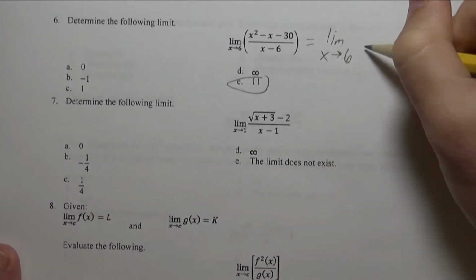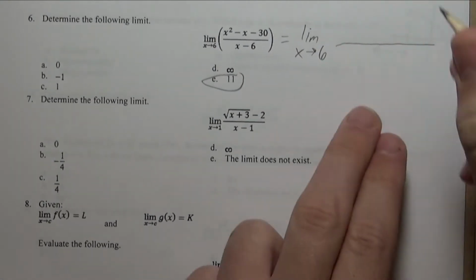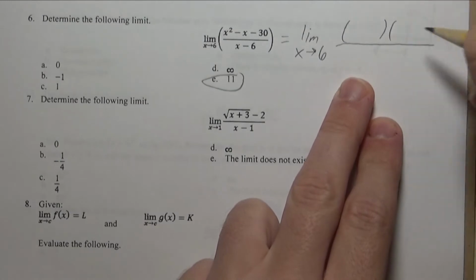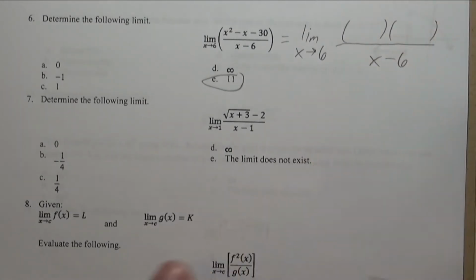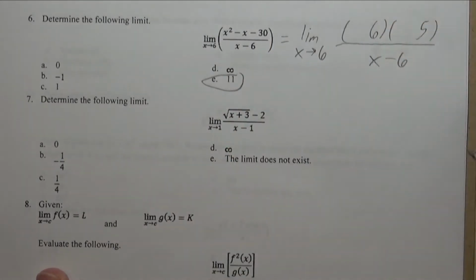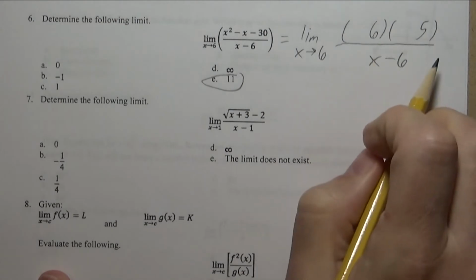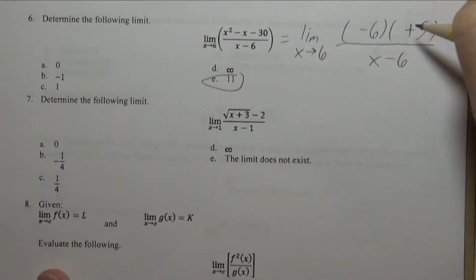you do this. What two numbers multiply to 30? The answer is 6 and 5. The reason I picked 6 and 5 is because 6 and 5 can add to the middle coefficient, negative and positive.